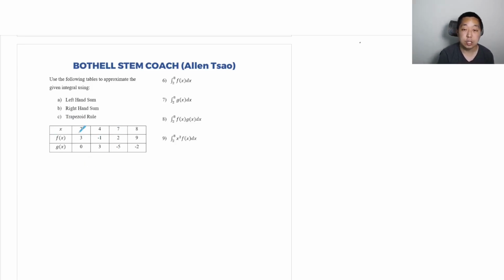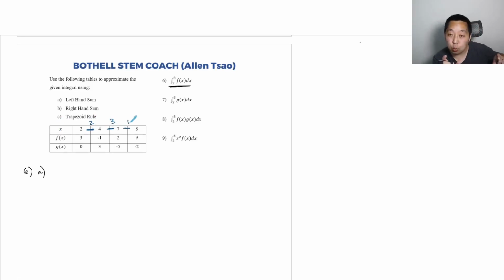You get these table values instead, where the interval width is not uniform. So you're still going to do the left and the right hand sums. It's just not a predefined integral. You're just given a function, and they would like you to find various areas by doing left hand sum, right hand sum. So here, I want to do the area of f of x between 2 and 8. Now, the way you start is I look at the x values here, and I look at the interval widths. The interval widths are 2, 3, and 1.